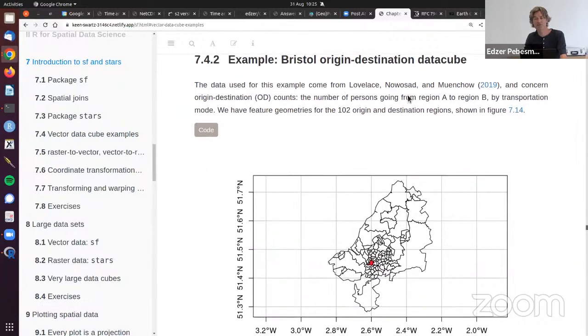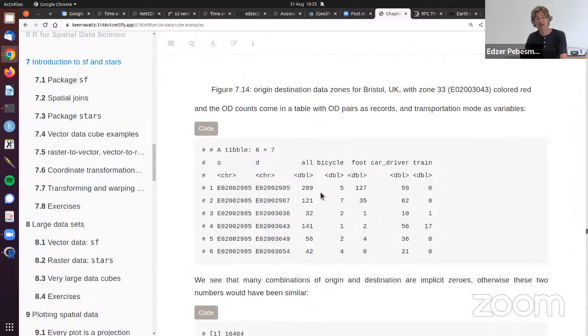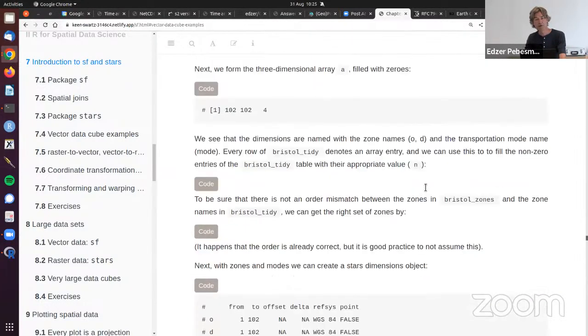Yes, where we have origin destination. This is from a data set that Lovelace, Nowosad, and Münchow used in their book Geocomputation, the first edition. And where we have the number of movements from an area to another area by means, yeah, by car, bicycle, or foot, something like that. So it comes as a long table where we have the origin, the destination, the total number of movements, the number of bicycle, foot, car, and train movements.